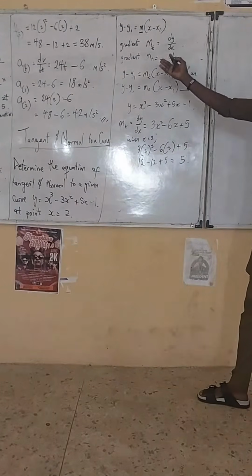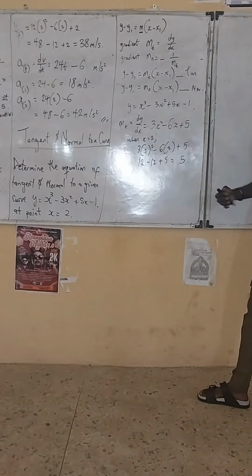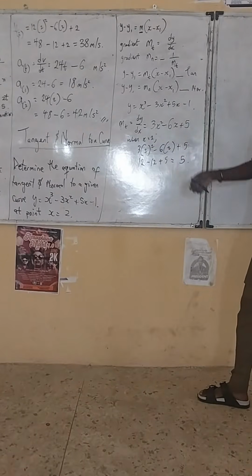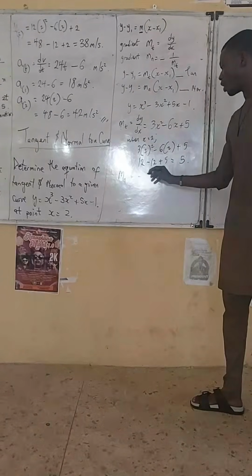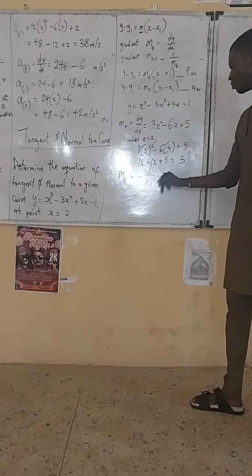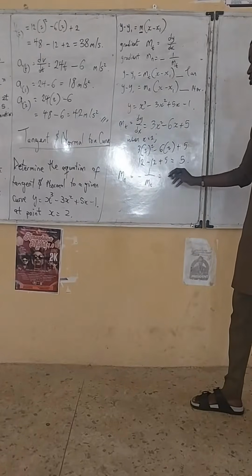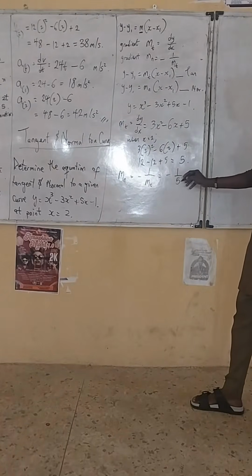Now let's get our mn. So get everything that you need before you write your equation. Our mn will be minus 1 over mt, m subscript t. And that gives us minus 1 over 5.